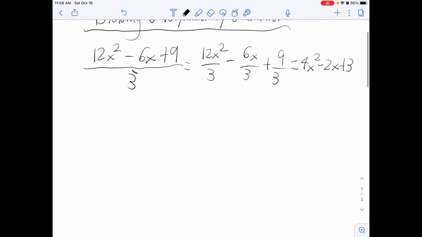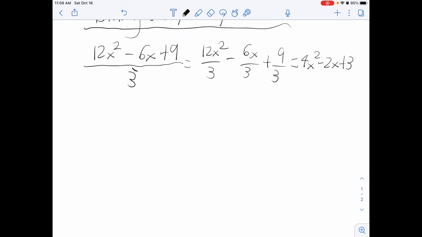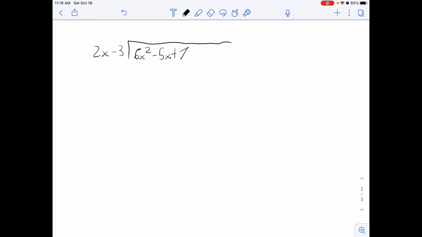But in today's video, we're going to learn how to do something that looks like this: 12x squared minus 6x plus 9 divided by 3x minus 2. So there's two terms instead of one. In doing these kinds of problems, we need to set it up first, like we would any long division problem.